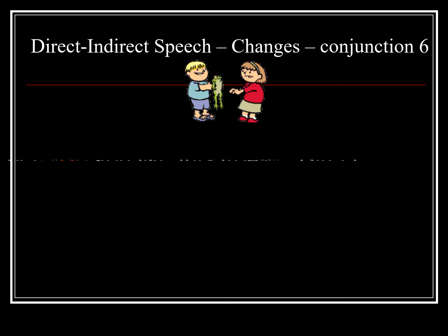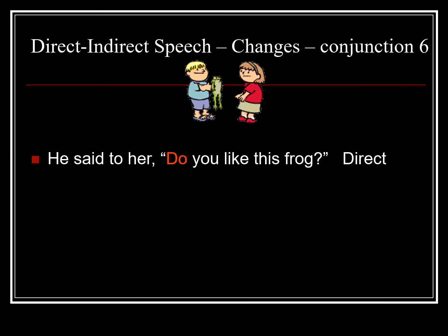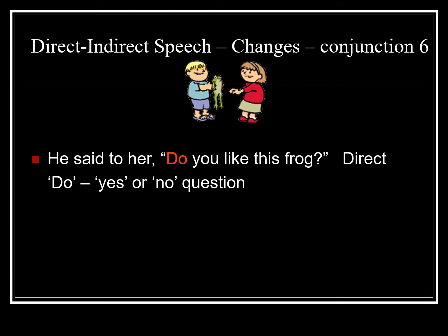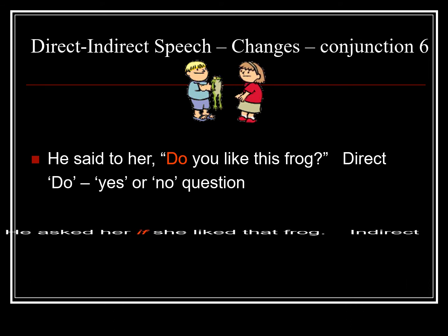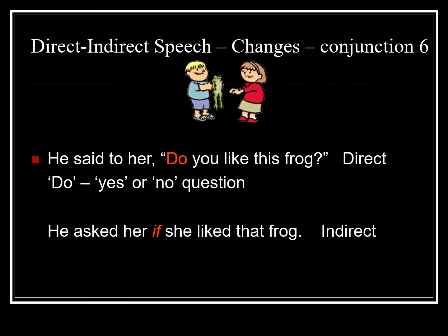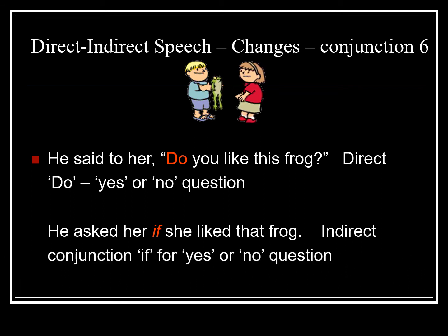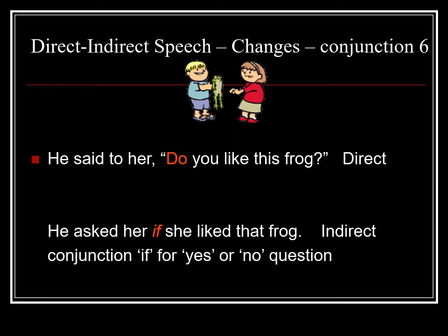Now, let's see the changes that occur in the question sentences which consist of auxiliary verbs. Here is an example. He said to her, "Do you like this frog?" Do, yes or no question. He asked her if she liked that frog. Indirect sentence. Conjunction if or whether for yes or no question. So instead of do, we use if here.